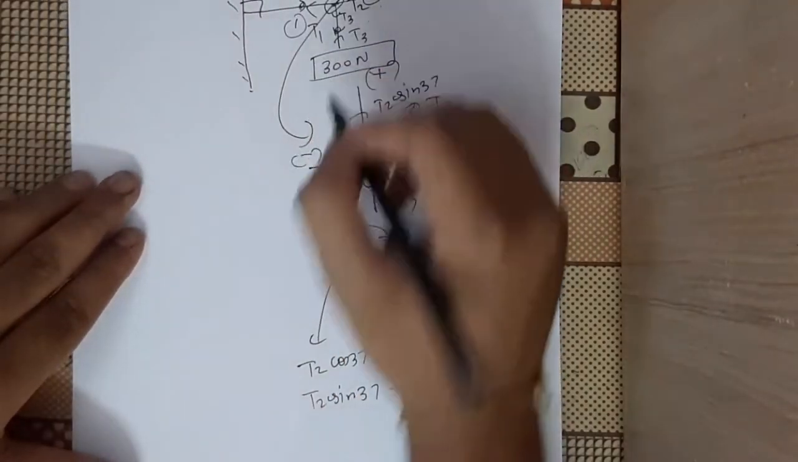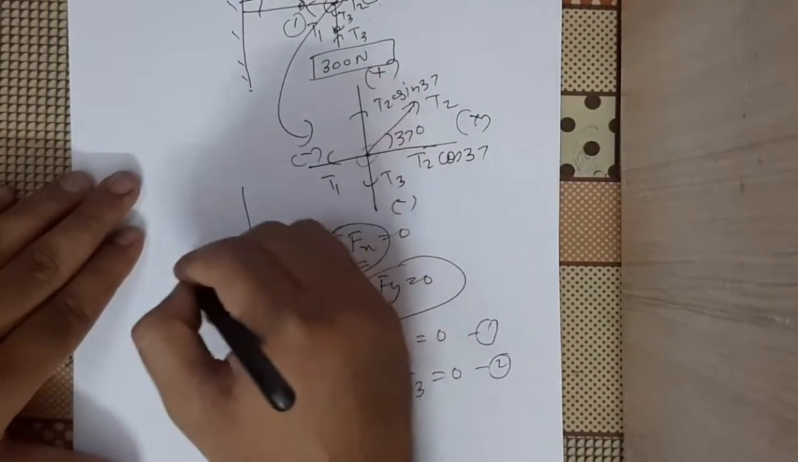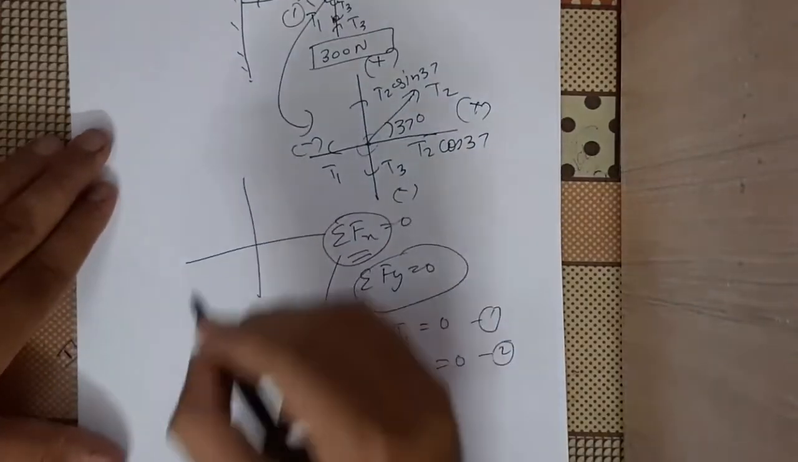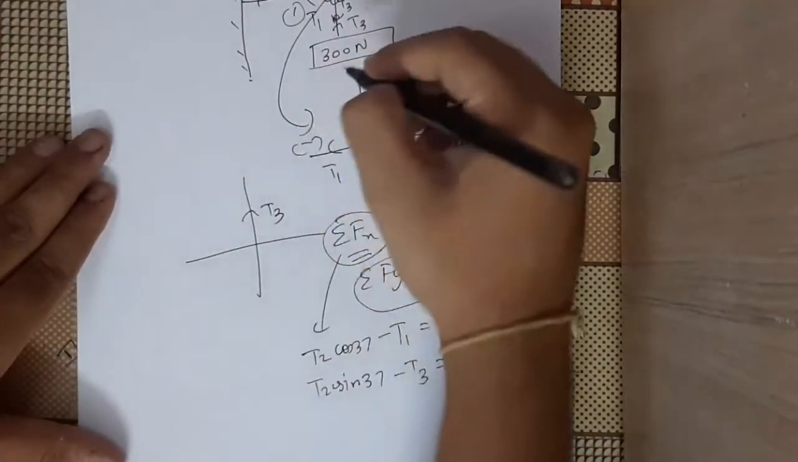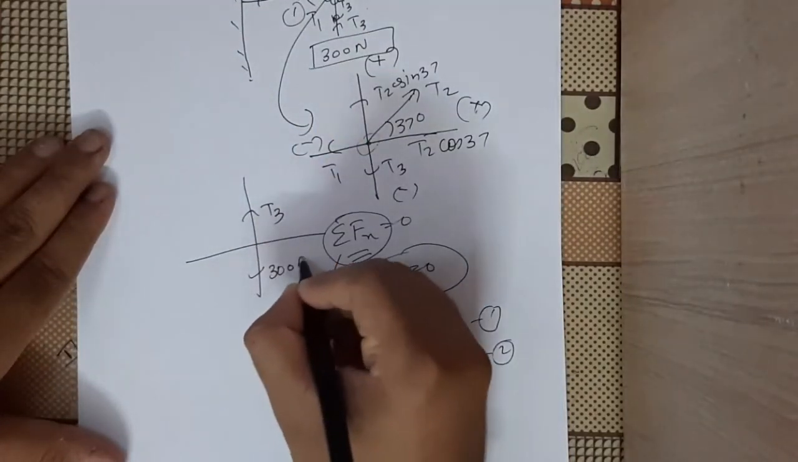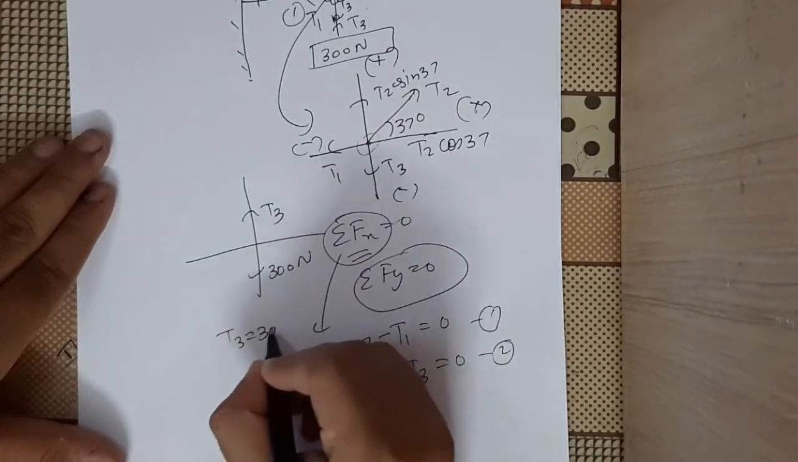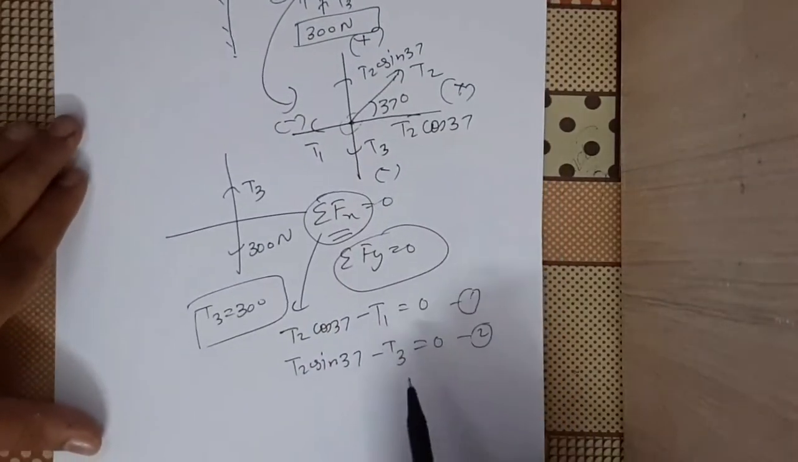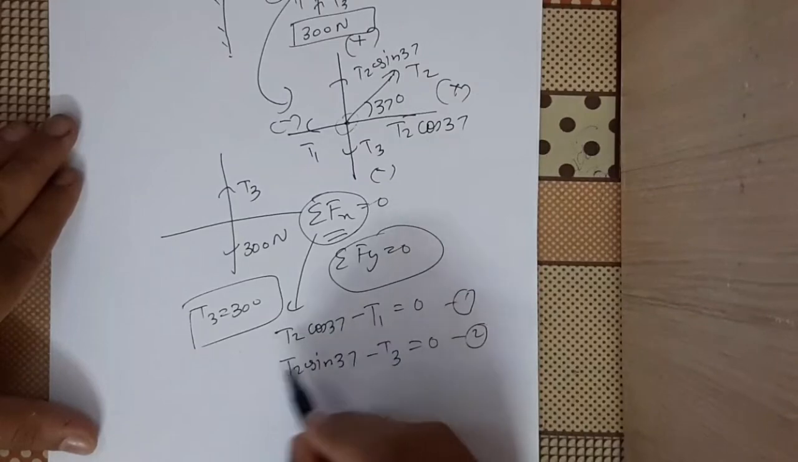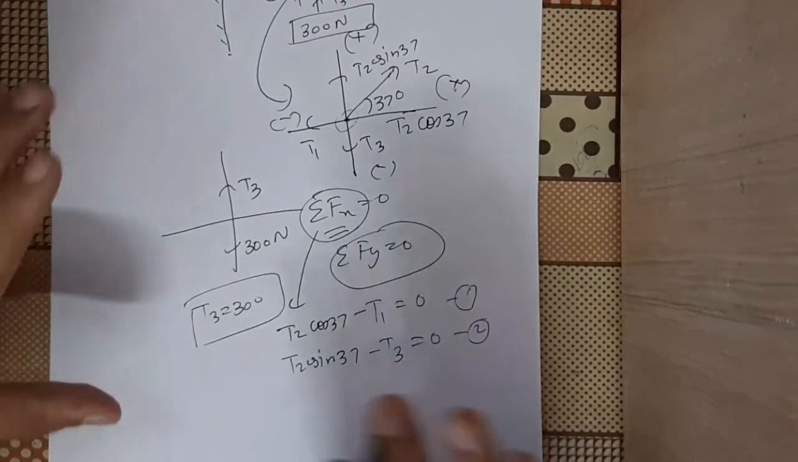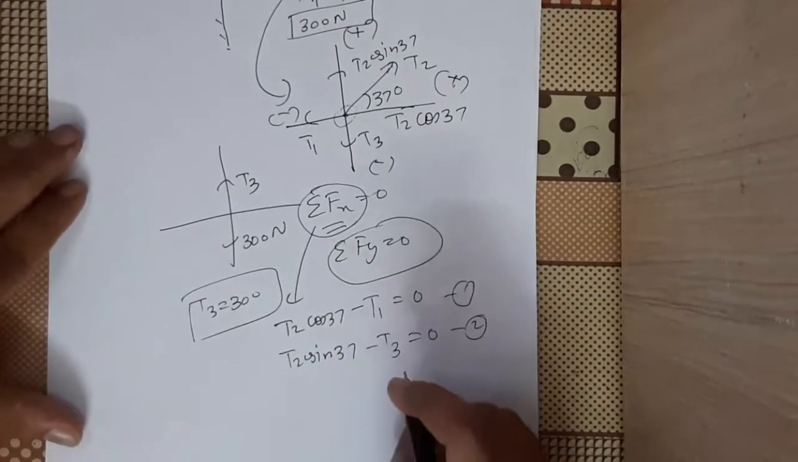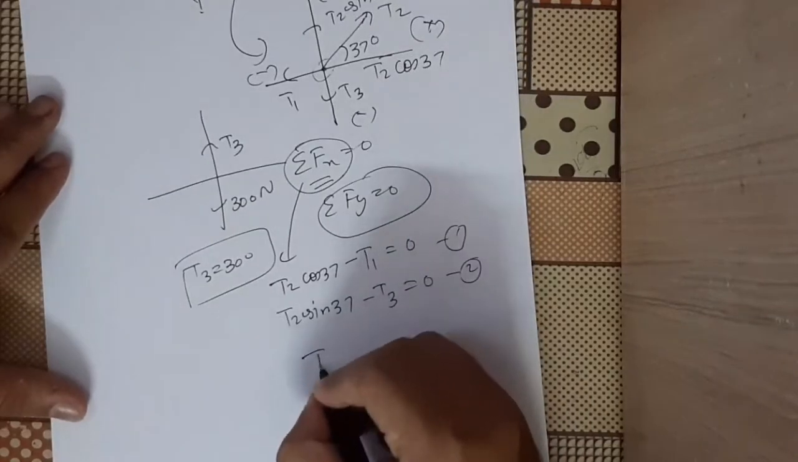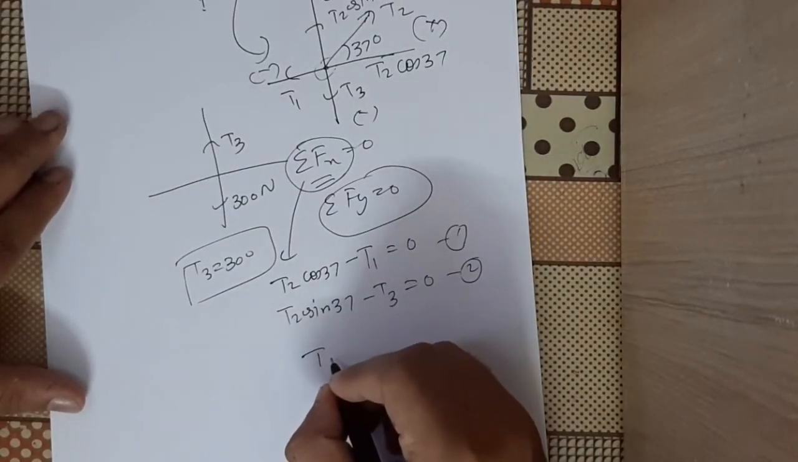So let us try to draw the FBD for this 300 Newton block. The FBD of this will say that there is a T3 force upwards, and then there will be 300 Newton force downwards. So we can say that T3 is equal to 300. Now T3 is 300. You can put T3 here, you will get T2, and then from T2 you can get T1. So you can solve the equations, and the final answers that you should get are as follows.